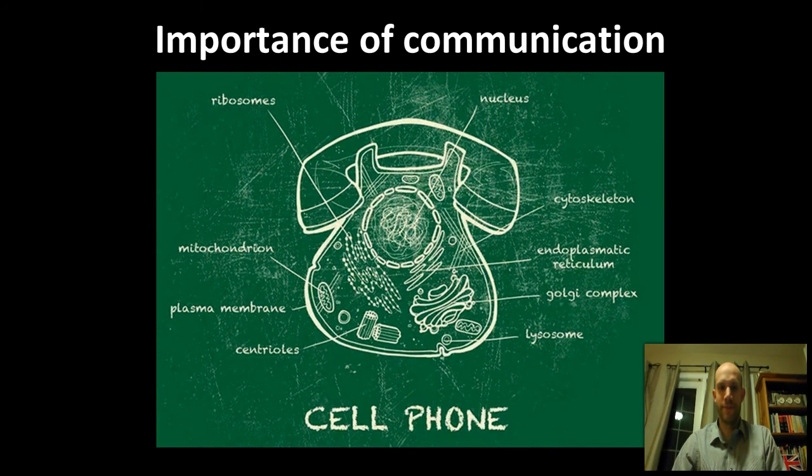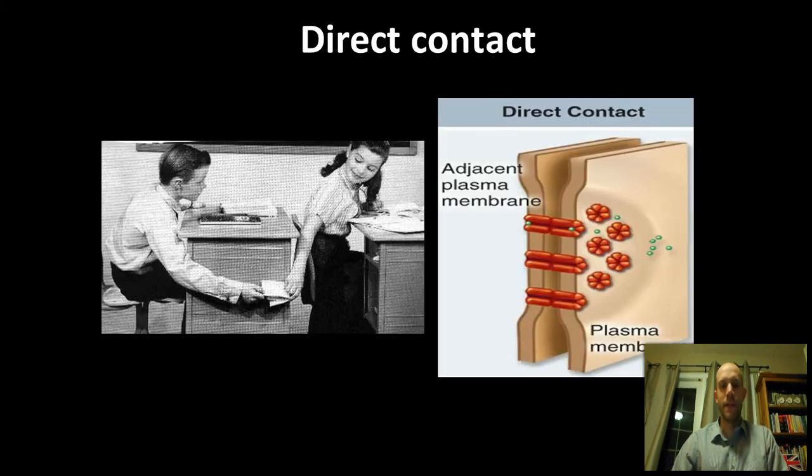Well, you might think with a cell phone, but clearly not. Instead, they're going to be using signal molecules. The first type of communication between cells is through direct contact. Direct contact is just like passing a note to your neighbor. It's the two cells right up next to each other, and the message is passed directly between them. The plasma membranes of the cells are adjacent to one another, so it's all very straightforward.